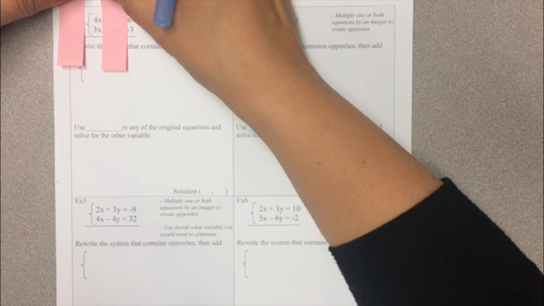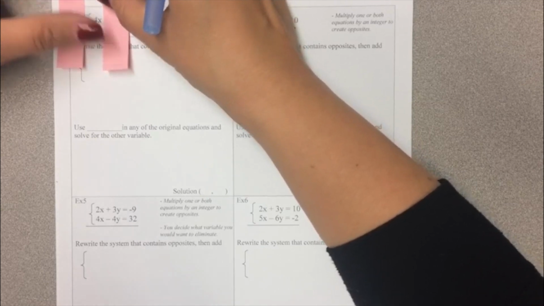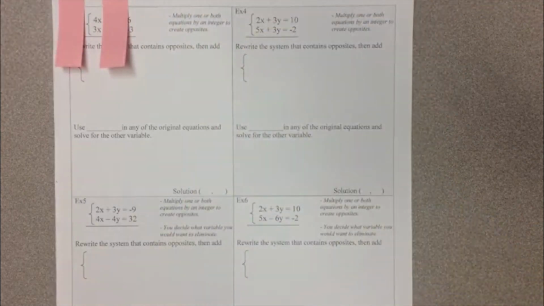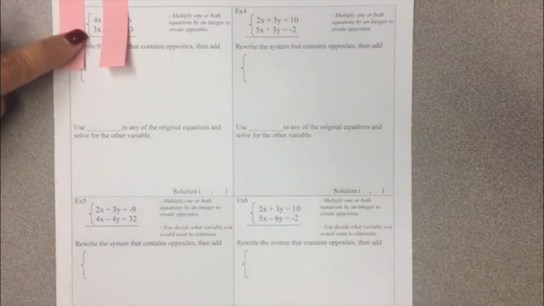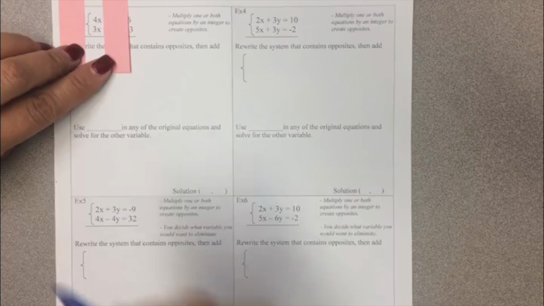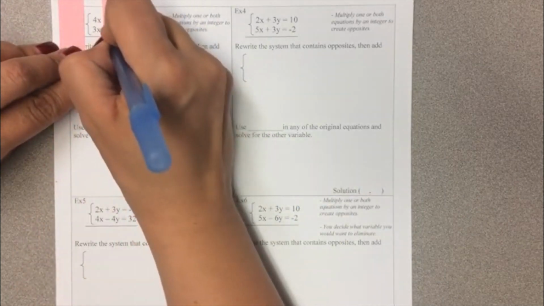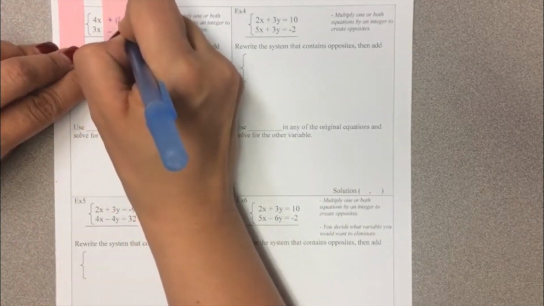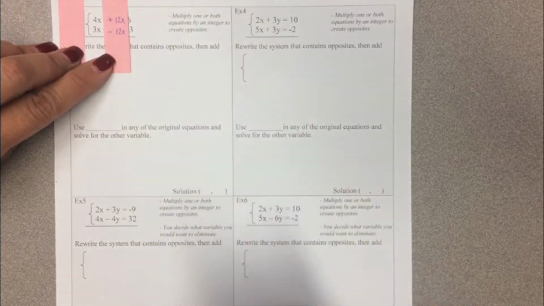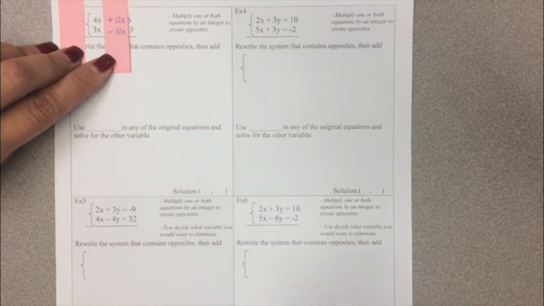Here for 4x and 3x, we can have positive 12 and negative 12. So the common multiple for 4 and 3 would be 12, but we need to create a positive and a negative, and it could be 12x and negative 12x. So you could create opposites for x terms, positive 12 and negative 12.